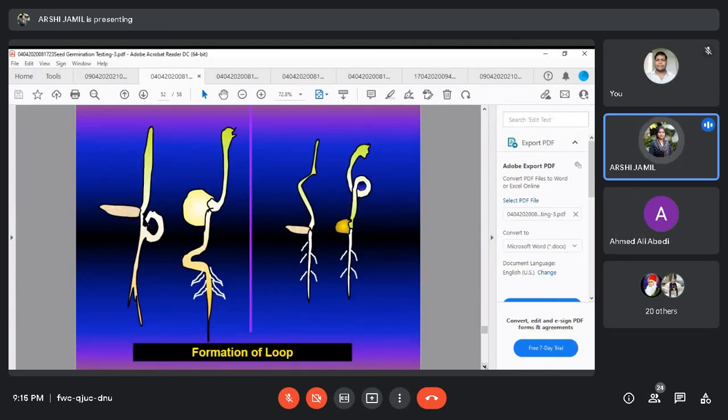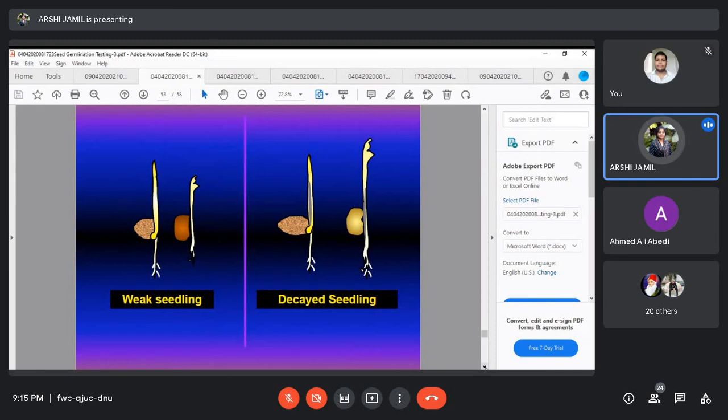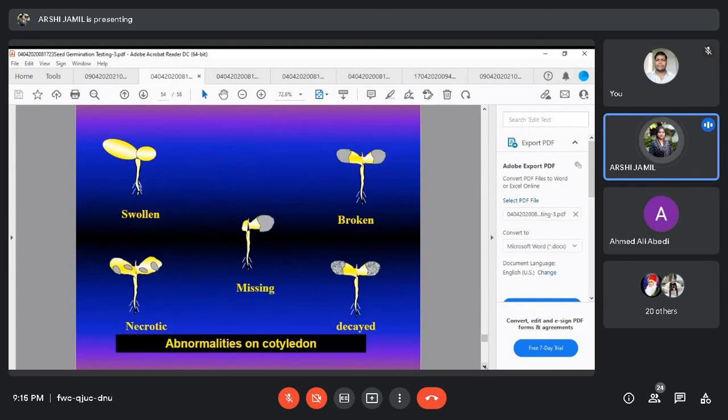In this figure you can see the root is forming a sort of loop. In the second figure the shoot is forming the loop. So these are some of the examples of abnormal seedlings.